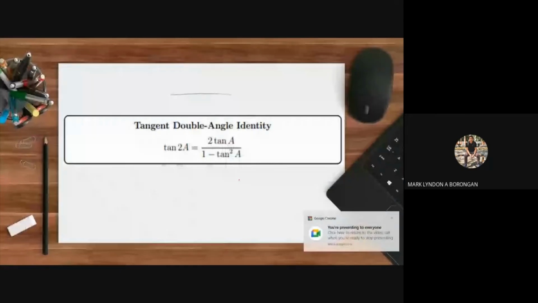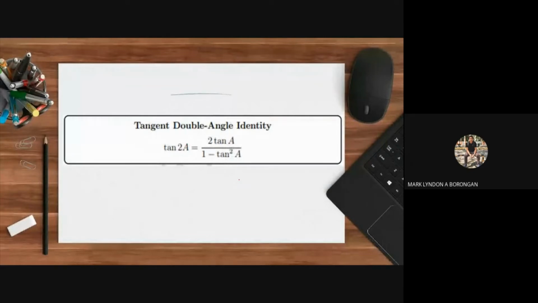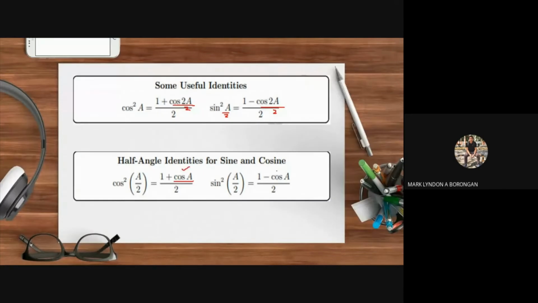Another identity is the tangent double angle identity. We have tan of 2a is equal to 2 tan a divided by 1 minus tan squared a. From 2a, only a is left, but the angle will be divided by 2, so it becomes a over 2. This leads us to the half angle identities for sine and cosine.